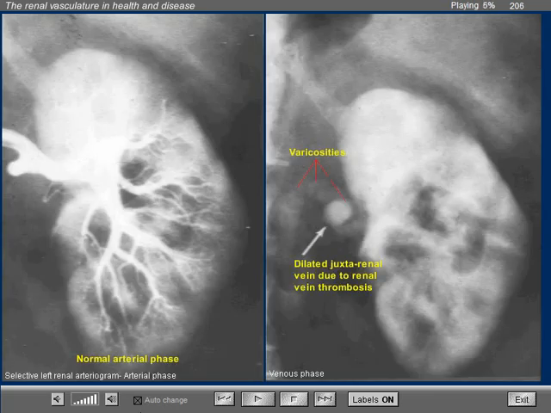Selective left renal arteriogram showed, in the arterial phase, normal arteries and normal renal parenchyma. In the photograph to your right is the venous phase of this selective examination. Note the collateral venous channel indicated by the arrow, which represents a dilated juxta-renal vein and expression of collateral venous circulation. The patient had total left renal vein thrombosis.